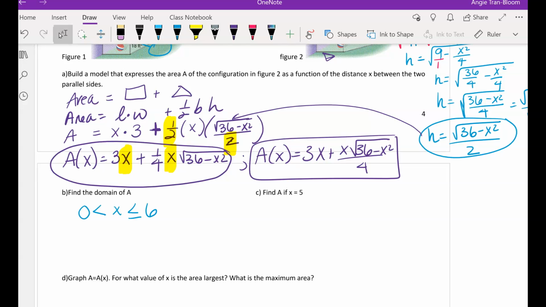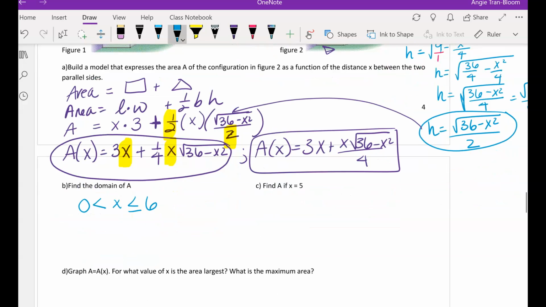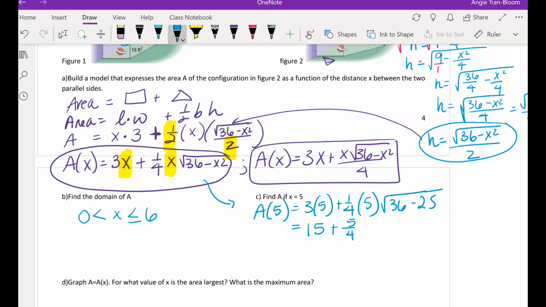Part C says find the area when your x is 5. So what that's saying is, move this in a little bit. Instead of having this a total of 6, let's move it in to have that 5. And all you have to do is plug in 5 for the area formula. So A of 5 equals 3 times 5 plus 1/4 times 5, times the square root of 36 minus 5 squared, and 5 squared is 25. So this is going to be 15 plus 5 over 4, square root of 36 minus 25, which is the square root of 11.